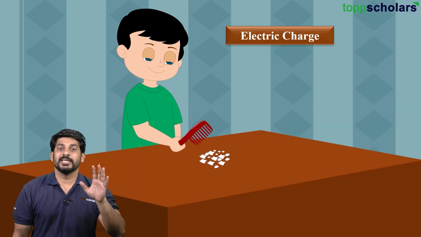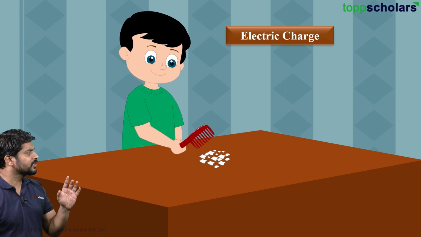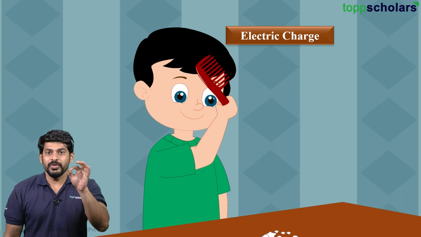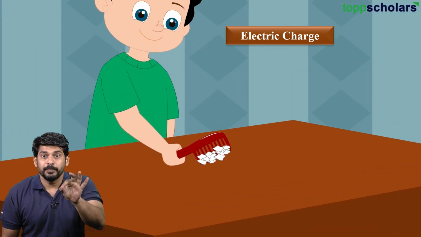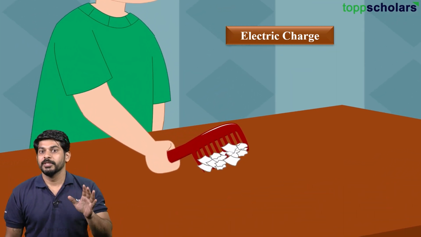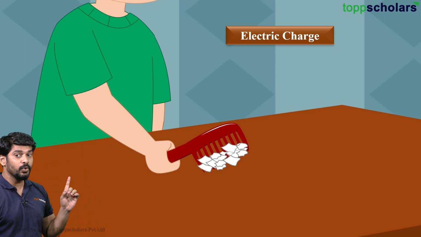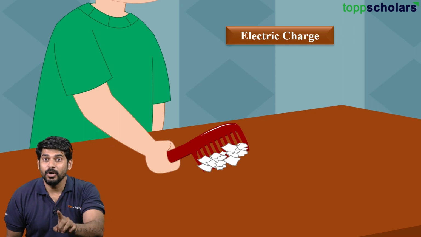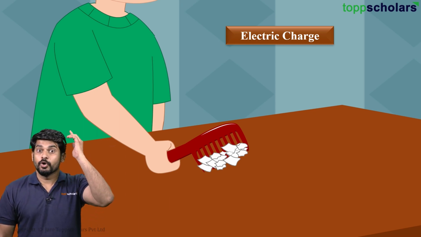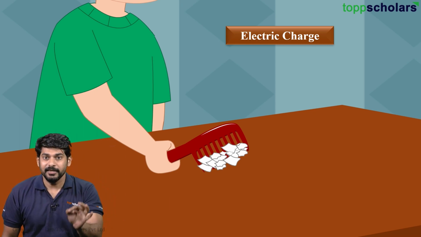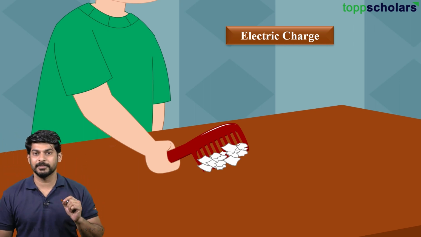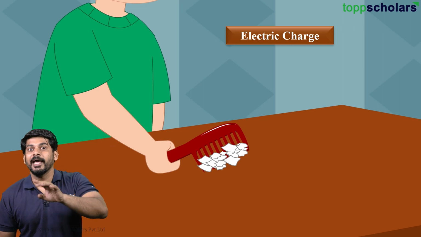Now let's understand what electric charge is with a simple example, as you can see over here. Here we are trying to attract pieces of paper using a comb. Initially we are not able to attract these pieces of paper with the comb, but later on when we rub the comb on our hair, the pieces of paper are easily attracted, as we can see over here. Now why did that happen?